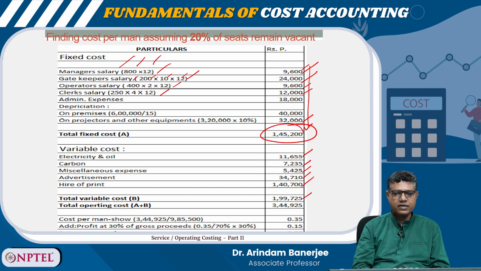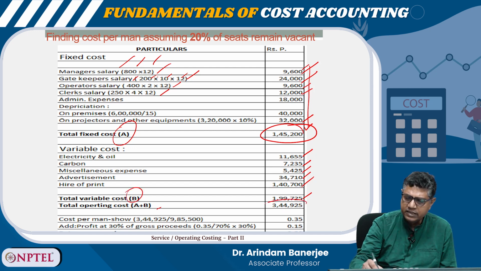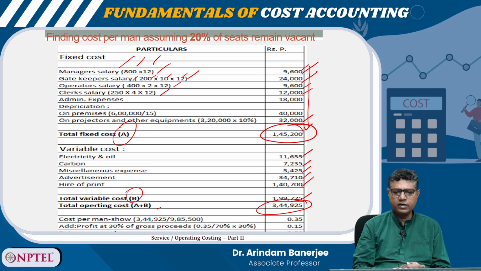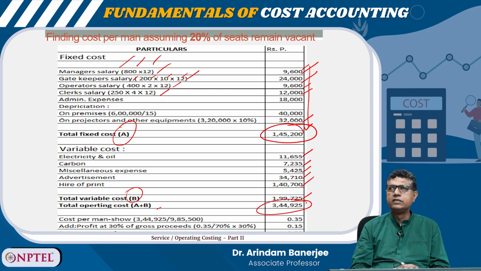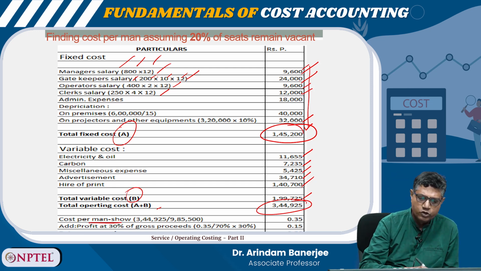1,99,725, right? And that means if you add A and B, this is A and this is B, the total operating cost is 3,44,925. So this is my total cost, right? I need to calculate what? I need to calculate the cost per man show, right?